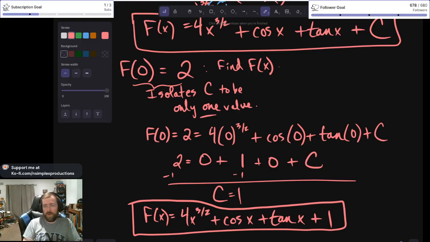So, like, there's your quantum theory, really. c is in a superposition. It could be any value you want until we observe that F of 0 is equal to 2 for this particular case, in which case the waveform collapses and there's only one possible F.